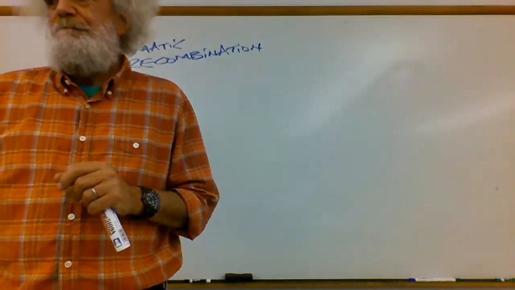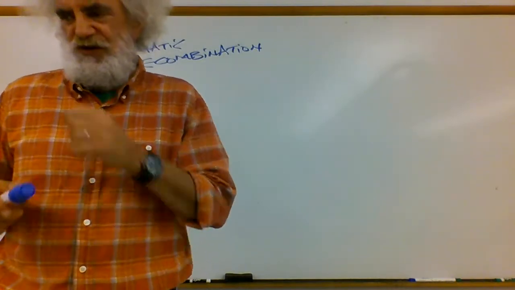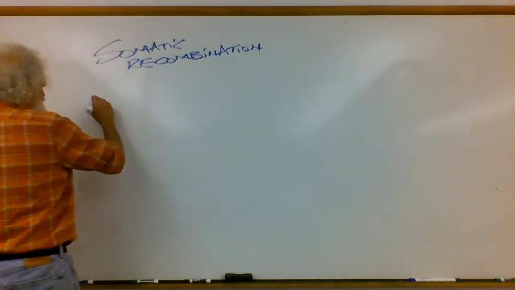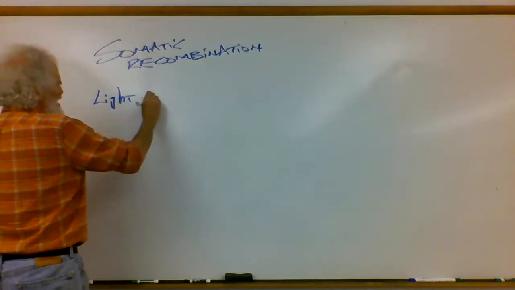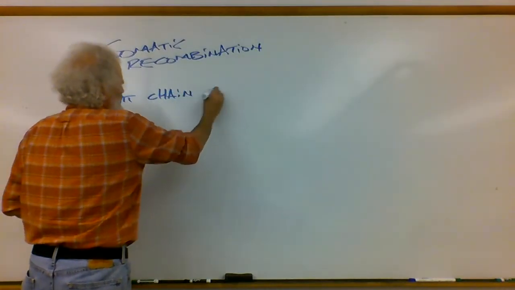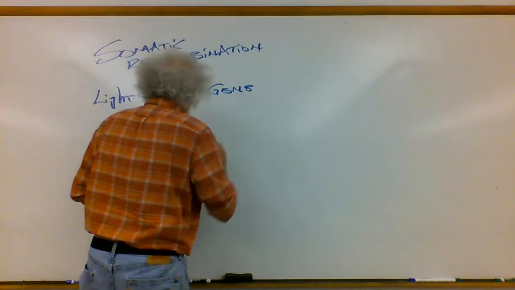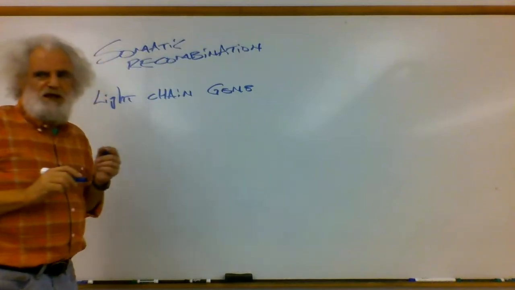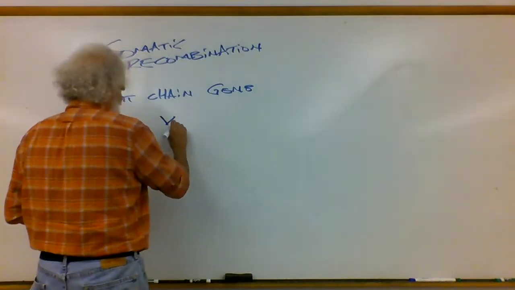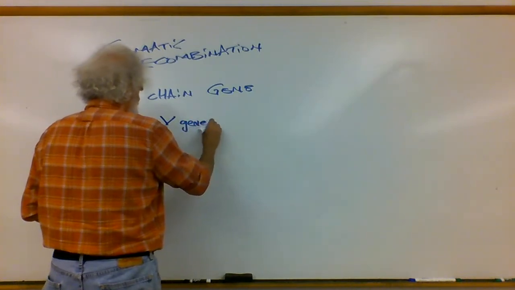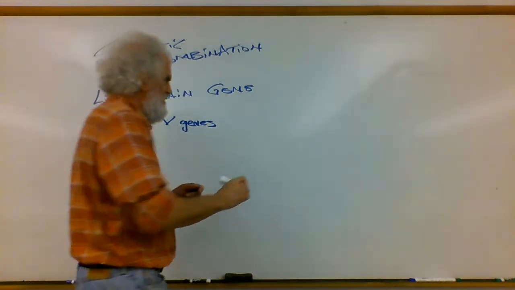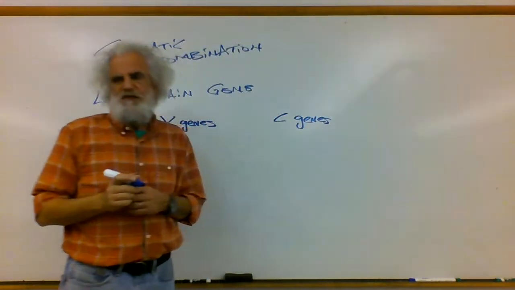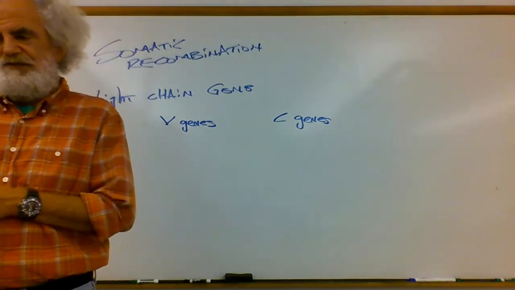And so let's look at the light chains first. The light chain gene is arranged like this. So we've got a series of what are known as the V genes, and then we've got the C genes, the variable regions and the constant regions.